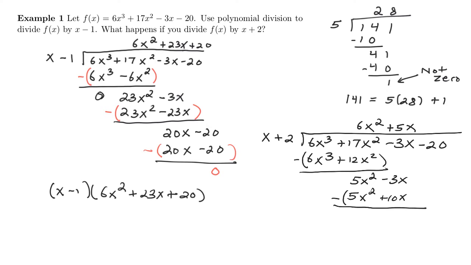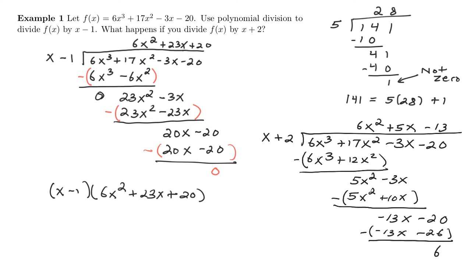And again, I'm taking the difference of this, so I get negative 3x minus 10x is negative 13x, and I bring down the 20. And I have to cancel the x's, so I'm going to multiply by a negative 13. So I get negative 13x minus 26. And this time when I subtract, I get 20 plus 26. I have a remainder of 6 left over.